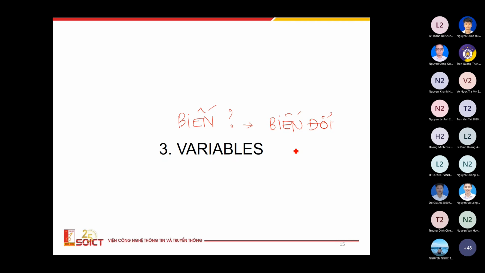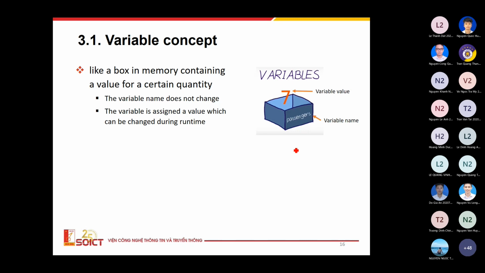So how do you understand the variable concept in programming? Maybe some of you already program and use variables frequently, but how do you understand a variable? Firstly, for your imagination, I use the illustration of a box. For example, you can imagine a variable is like a box in the memory.